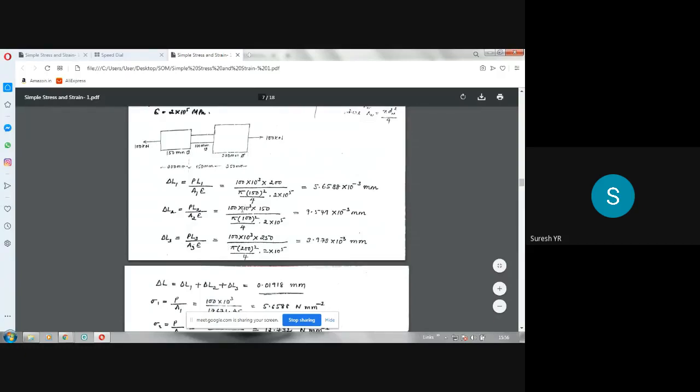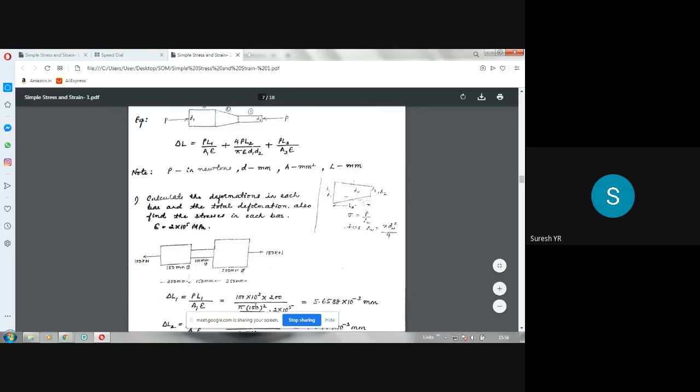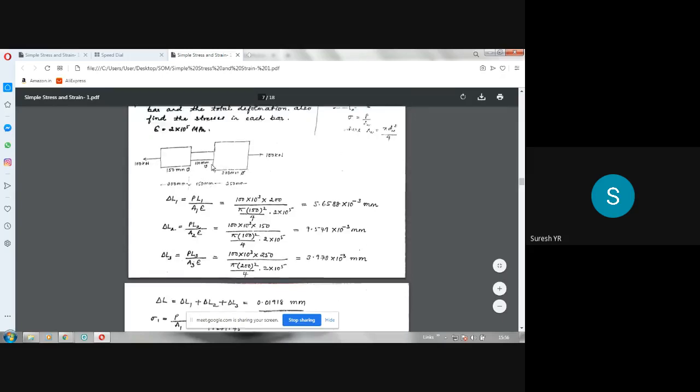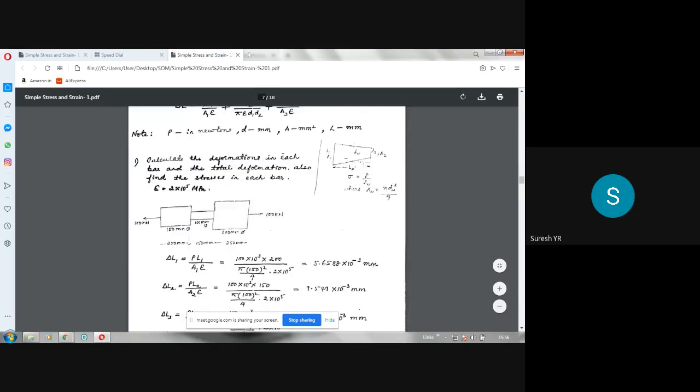L is 250 mm here, divided by pi into D3 square by 4. D3 here is 200 mm, so D3 square by 4 into E value, 2 into 10 power 5. So you are going to get delta L3 as this much. These are the values of elongations in each portion separately. That's what has been asked: the deformations or elongations in each bar.